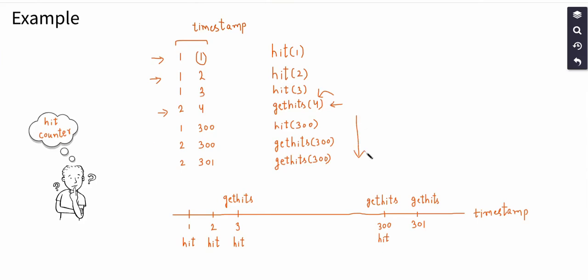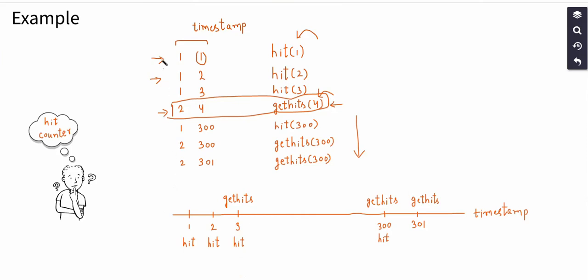So these are the two types of queries that we want to answer, while in the output all we have to return is the answer to these type 2 queries, because the hit function is simply marking the timestamp, while getHits returns an integer representing the number of hits that are performed till that timestamp in the last 5 minutes.